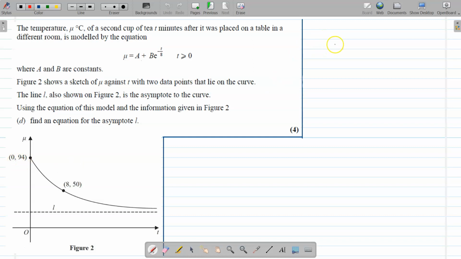So we can say from this that, using this equation here, we have A plus B e to the power of negative t over something. Now, when the time is 0, the temperature is 94. So B e to the 0 equals 94. Well, e to the 0 is 1. So that implies that A plus B equals 94.